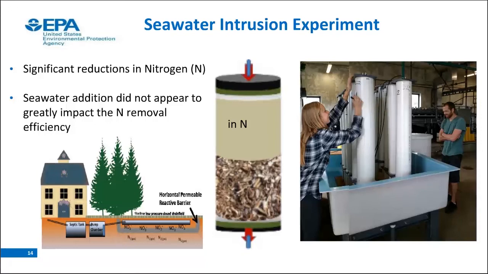So our scientists worked with a local sewage treatment plant and developed these experimental systems that you see in the picture that had a mixture of sand on top and wood chips on the bottom that mimicked these septic systems, and looked at how various levels of seawater inundation impacted the denitrification process. And in short, they did not materially impact nitrogen removal, which is a very positive sign for these systems that might be in coastal environments.